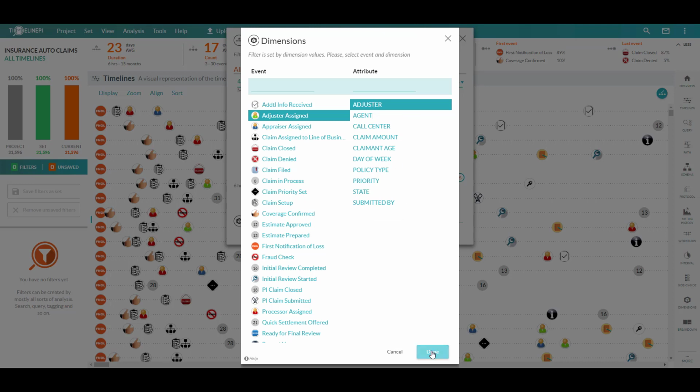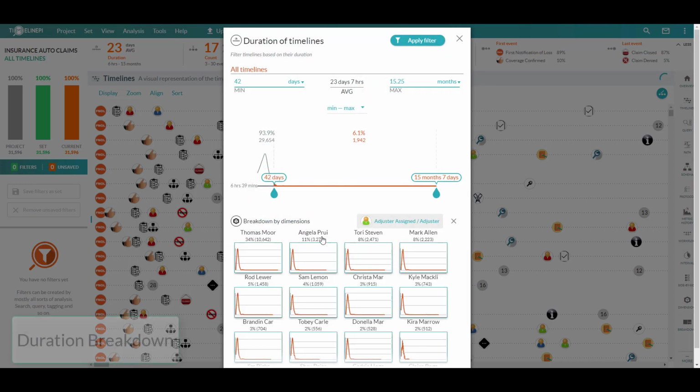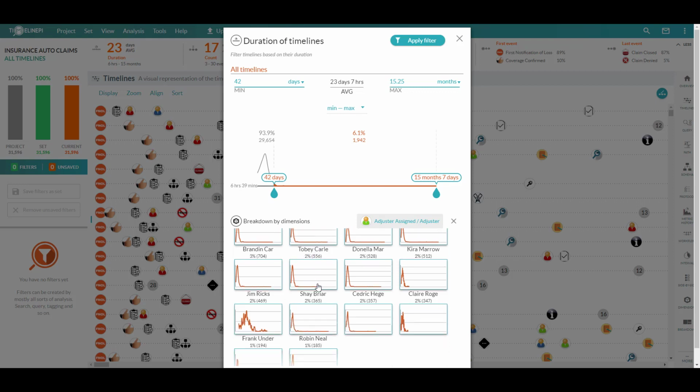Now if I choose to break this down by adjuster, each one of my different adjusters has a histogram relative to their claims and their book of business. And now it's just a matter of doing cohort comparison, a visual comparison of one against the other to see which one is not like the others, essentially.